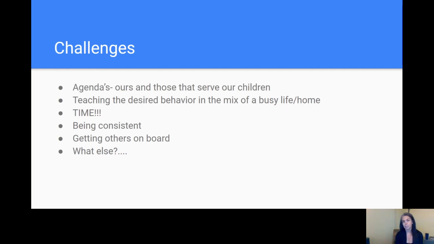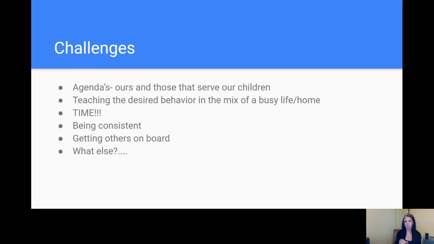Another challenge is teaching desired behavior in the mix of a busy life or home. There's so much going on, and now you're having to try and teach a new behavior. There's a lot. Time, I think this is a constant trend here, is time. Where do I fit this in? That's why you have to start small. Being consistent can also be very challenging.